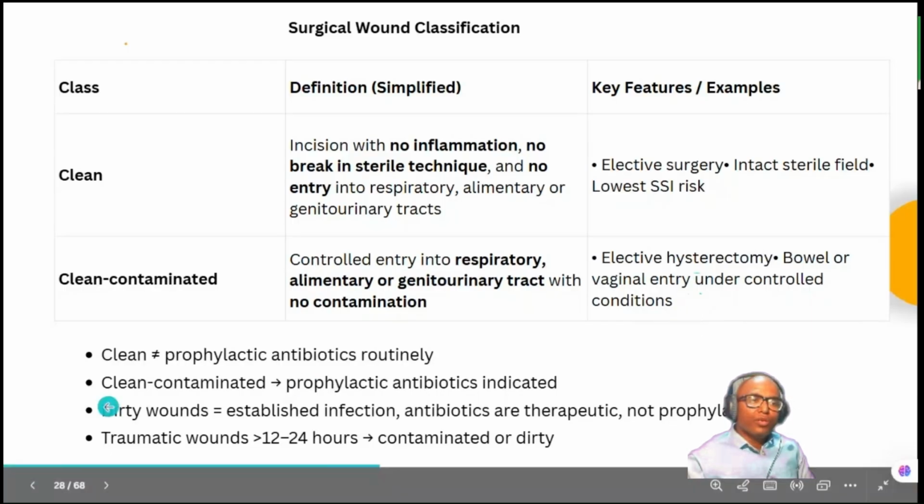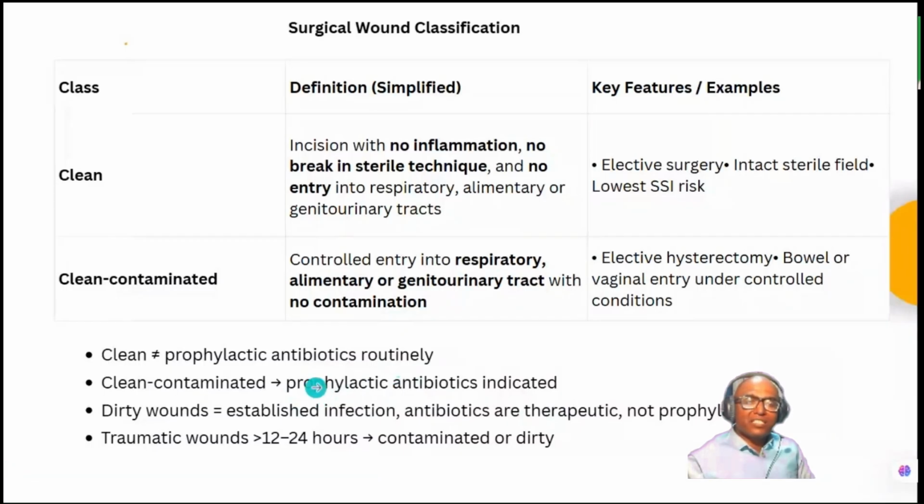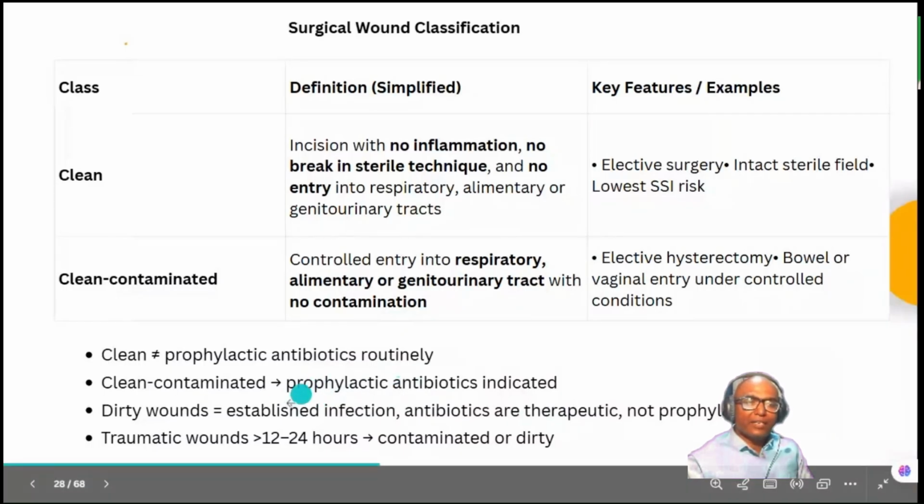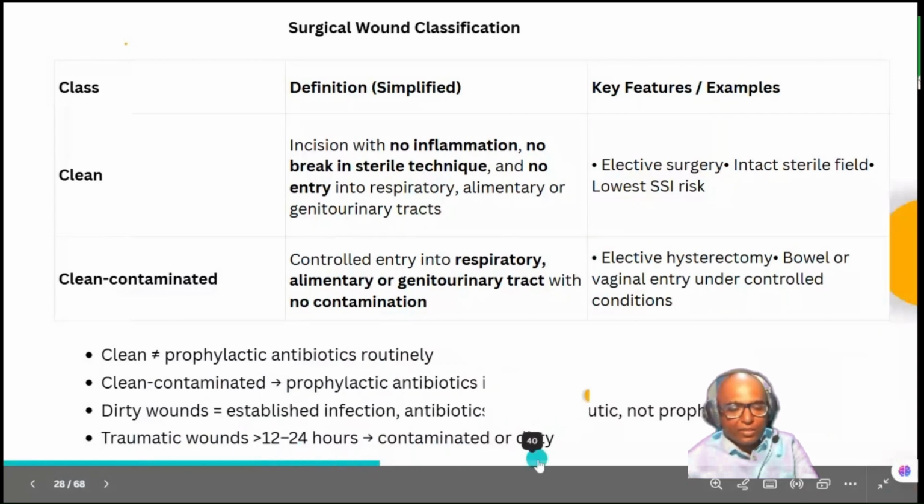Okay, so for clean and contaminated, prophylactic antibiotics are indicated. For dirty wounds, established infection, antibiotics are therapeutic. Here there is a role of therapeutic, while here only prophylactic, a single dose of antibiotic within 60 minutes prior to the incision. And traumatic wounds more than 12 or 24 hours are contaminated or dirty.